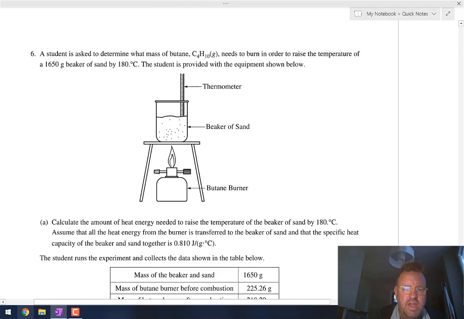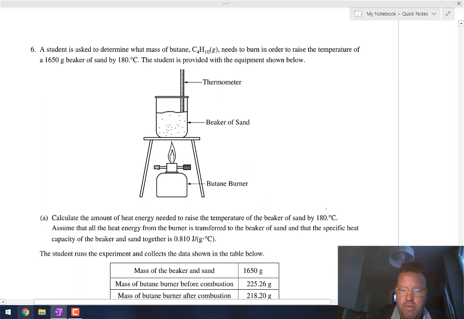Calculate the amount of heat energy needed to raise the temperature by 180 degrees. So that's our temperature change. There's our specific heat. And up here they give us the mass. Okay, so we know that Q equals mc delta T.